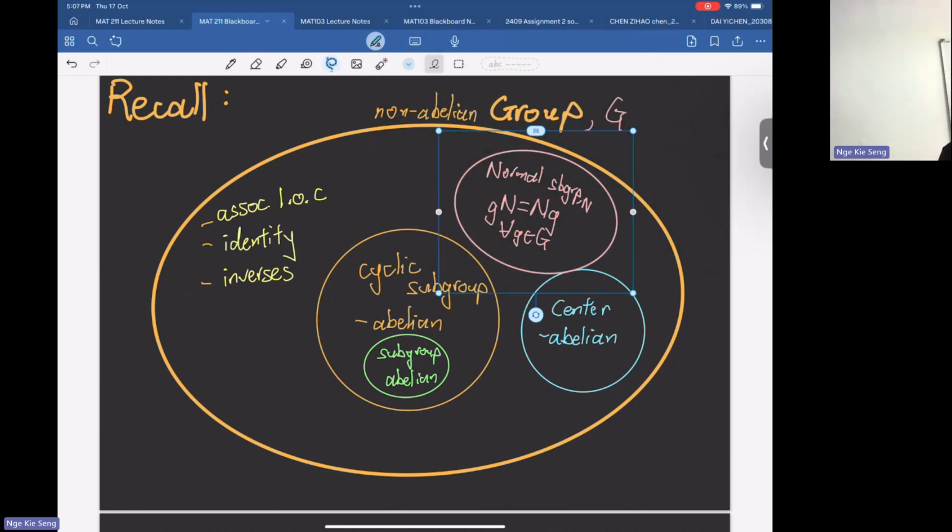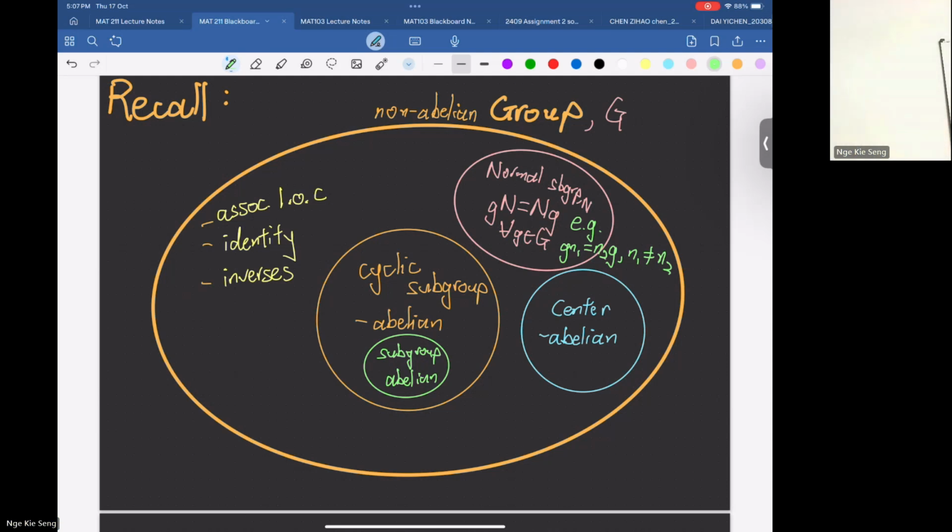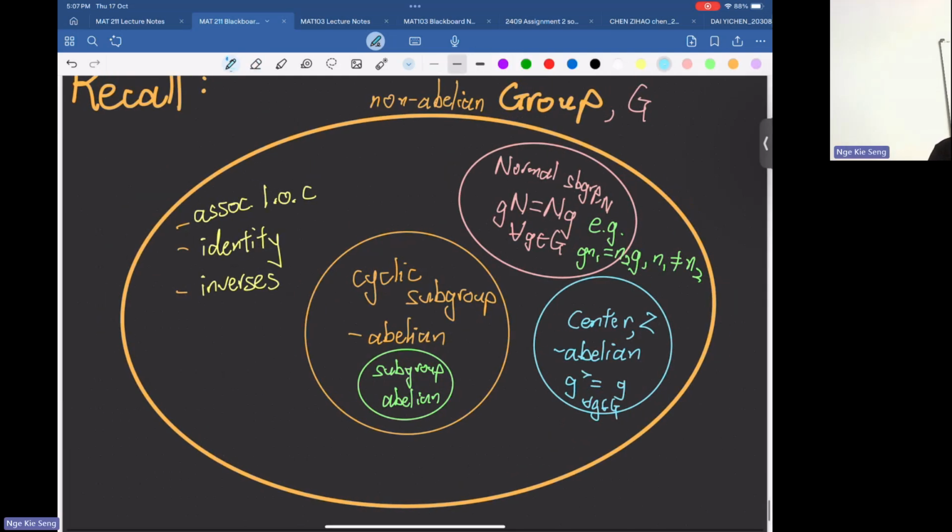This is what it means by the equality of sets here. So for example, g n1 equals n2 g, where n1 does not equal n2. So you can see that the center is a specific example of a normal subgroup, right? Because if you consider the center to be Z, obviously gZ equals Zg for all g in G. But this equality here is on the nose. What do we mean by on the nose here? If you take g z1, it has to be equal to z1 g.